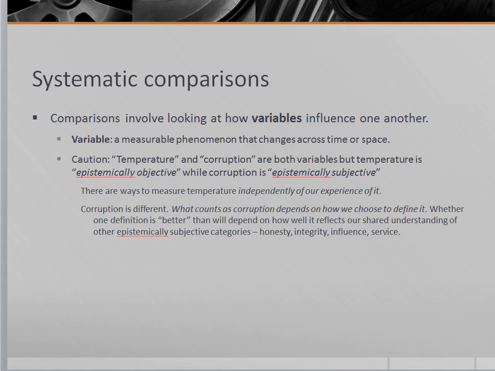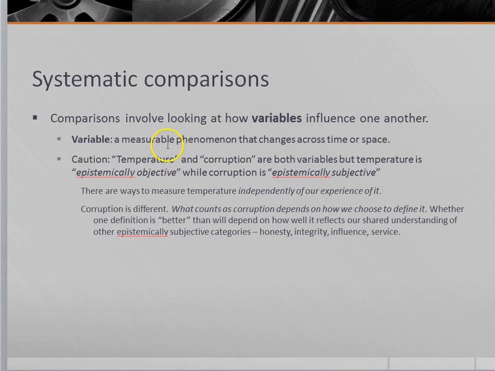So we said comparisons involve looking at how variables influence one another. A variable is simply a measurable phenomenon that changes across time or space. So the degree of education of a country is a variable. It changes. The average income of a country changes, and so does its distribution. All these things are variables. Number of radios per capita, number of TVs or refrigerators or cars per capita. These are all variables about a country, and they change in different countries. Different countries have more or fewer cars, more or less public transportation, more or fewer infectious diseases, more or less sunlight, a longer or a shorter growing season, and so on and so forth. All of these are variables about countries.